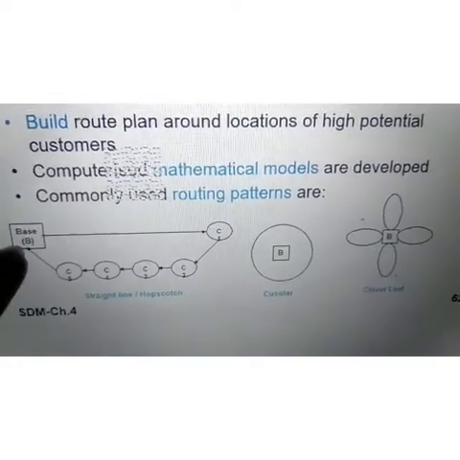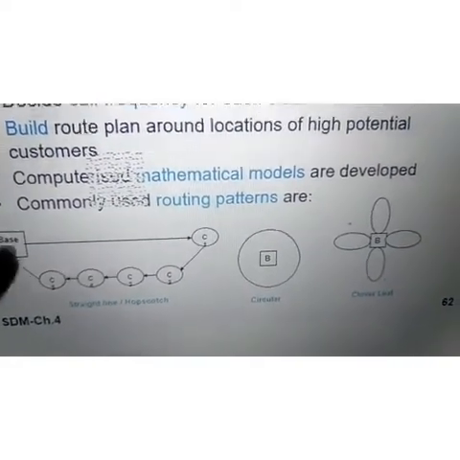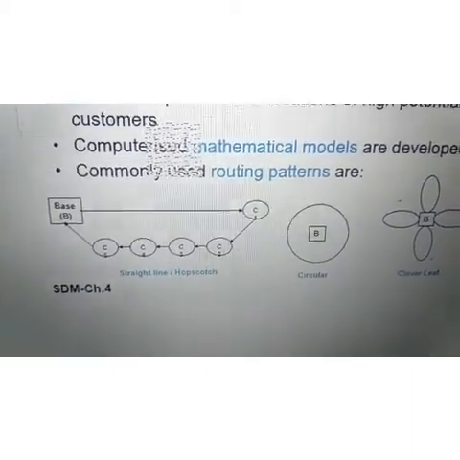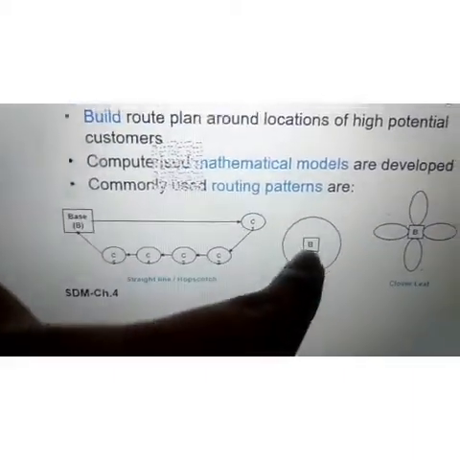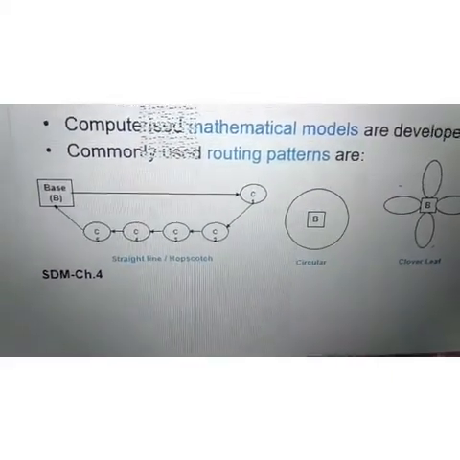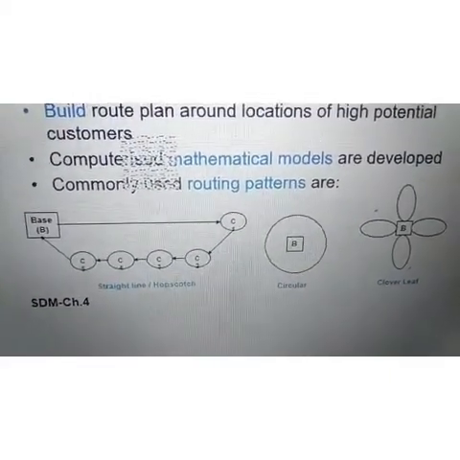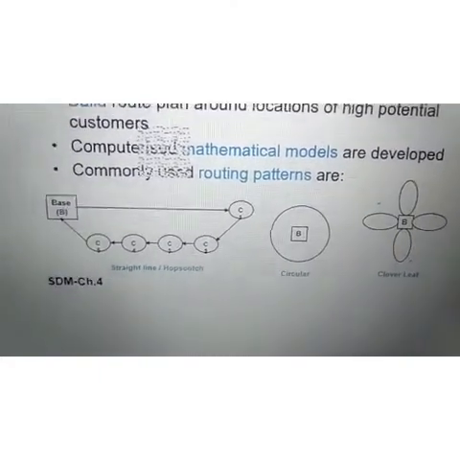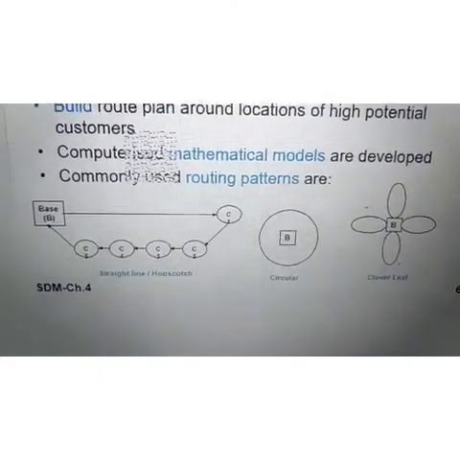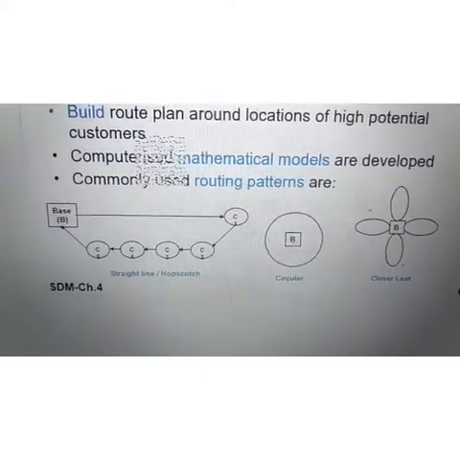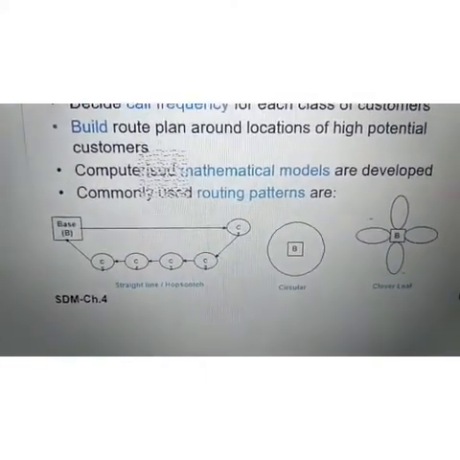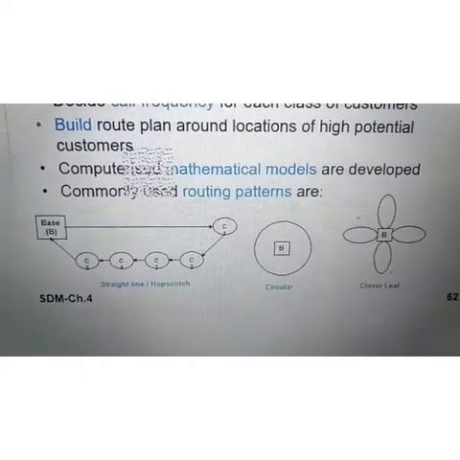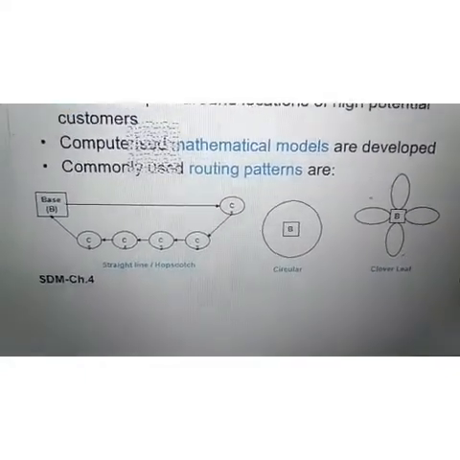Or either he can go from Janakpuri to Dwarka Mor. The second one is the circular method, in which the base is here. The salesperson travels clockwise or anti-clockwise and then gets back to the base. The third one is the clover leaf. In this, the salesperson travels in a circular form and then gets back to the base, then goes to another circle, then a third and a fourth.